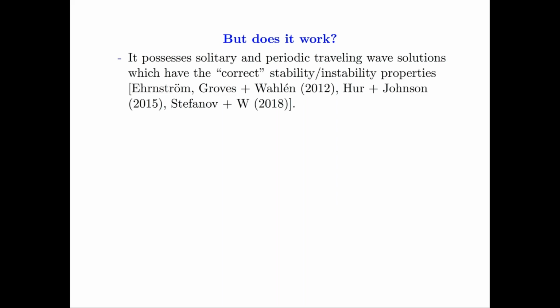This is some background work on this sort of equation. First of all, the Whitham equation possesses solitary and periodic traveling wave solutions, which have the correct stability properties, which is to say that it has solitary waves in parameter regimes where so does the corresponding Euler problem. It has periodic traveling waves with the right sort of frequency, and it has the right sort of stability stuff. And this is relatively recent work by this list of names here. In particular, you'll see the names Grove and Vollen a lot, and Ernstrom a lot, and also Her a lot.